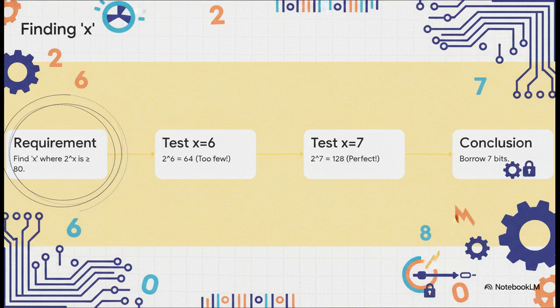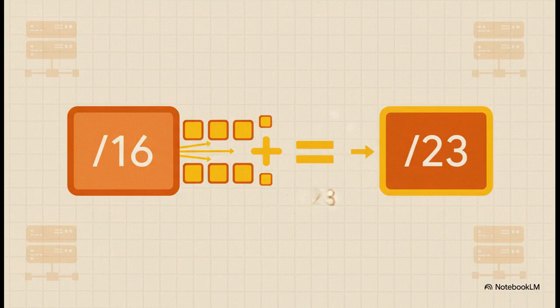That means we need to borrow 7 bits. And just like we did before, we take our borrowed bits and just add them to the original prefix. Our original was /16. We add the 7 bits we just borrowed, so 16 plus 7 gives us our new prefix of /23. The process is identical.